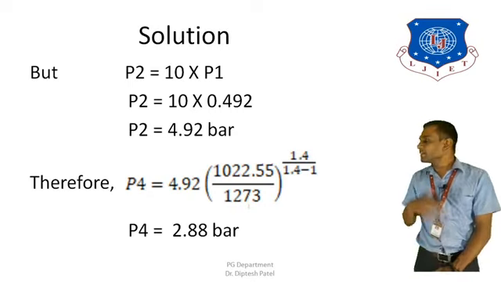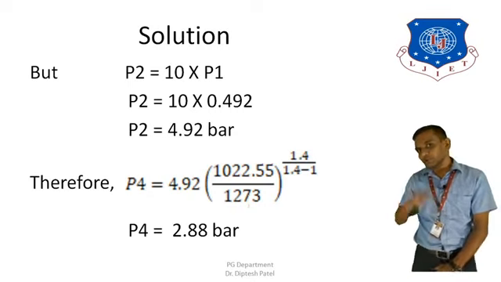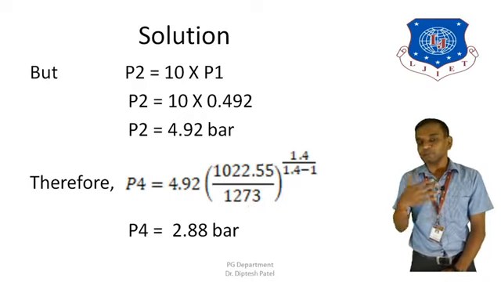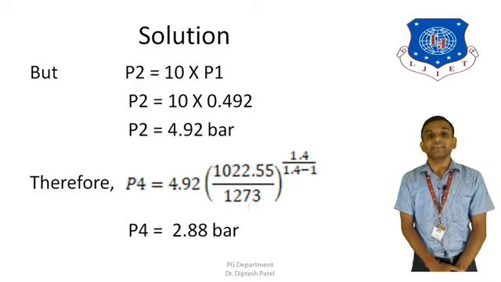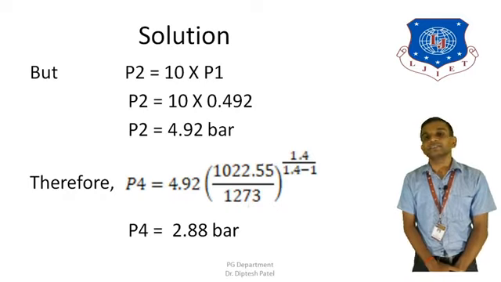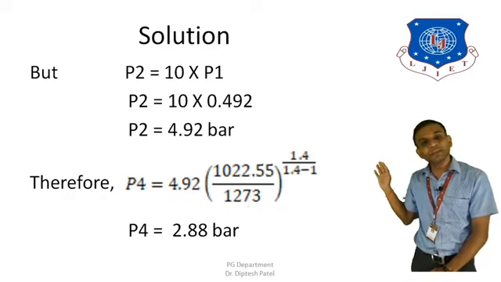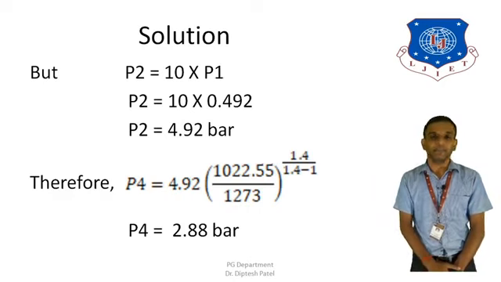Now since we got the values of P2, we are going to put that value in the equations, and we can get P4 is equal to 4.92 into (1022.55 divided by 1273) raised to 1.4 divided by (1.4 minus 1). So this is how we can get the value of P4, and that is 2.88 bar.